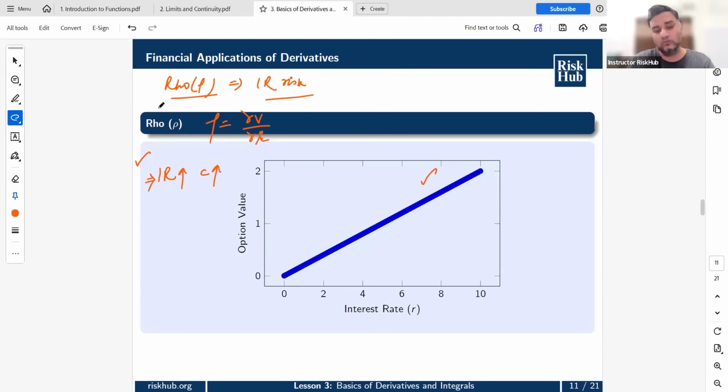So Rho matters most for long dated options, for interest rate derivatives, and for FX options. For short dated equity options, Rho is usually small. So that is what we need to understand. Please keep that in mind. It matters more for long dated options, interest rate derivatives, FX options. For short dated options, Rho is low. Okay, remember that.